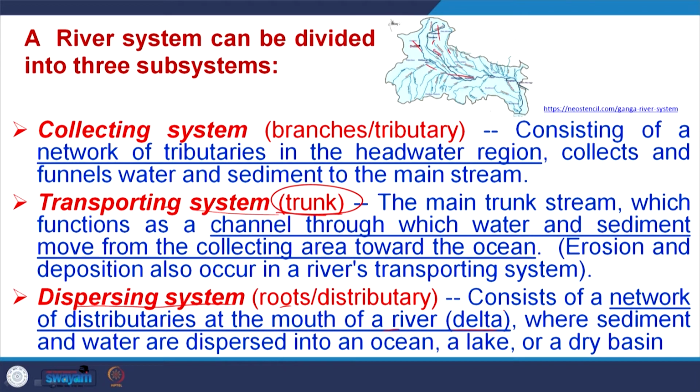So depending upon the basin position, the sink will be either in an ocean basin, or a lake, or a dry basin like the playas in arid zones. Irrespective of this, there are three main systems of the river: the collecting system, the transporting system, and the depositional system.